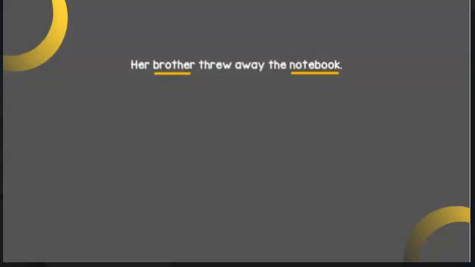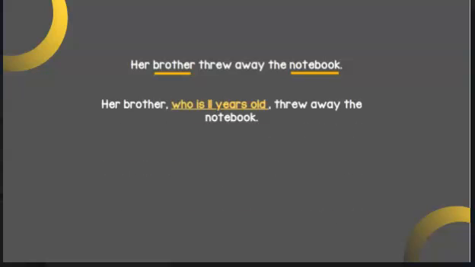I might want to let my audience know that he's 11 years old, or that he's quite small, or who is very funny. You want to give some extra information about that noun. Because it's a person, I'm going to use the relative pronoun who. I'm going to give the reader some information about his age. So I've gone for this one: her brother, who is 11 years old, threw away the notebook. There's my relative clause, who is 11 years old. That's the extra information about the noun brother.